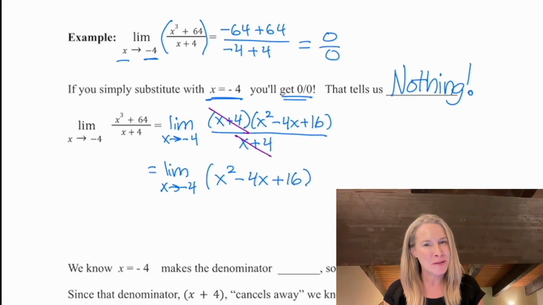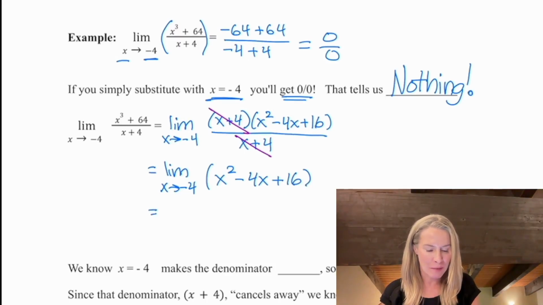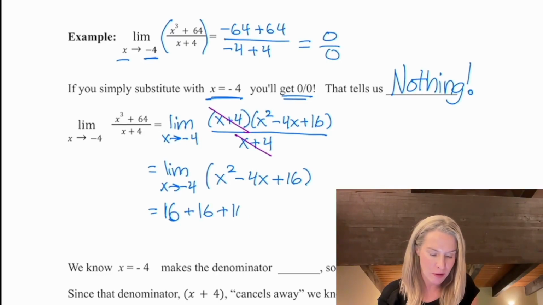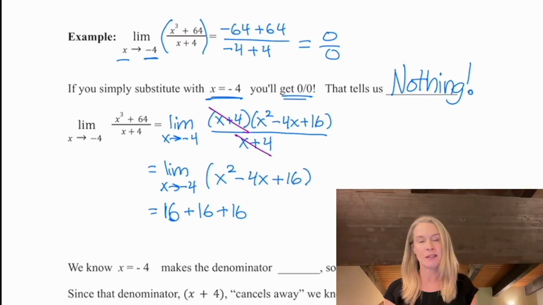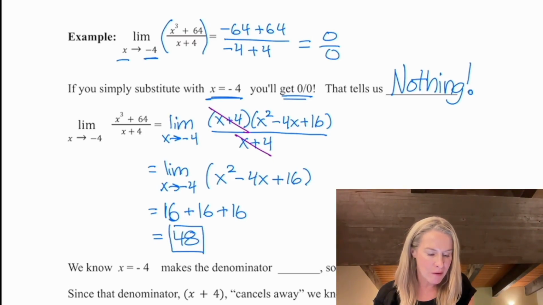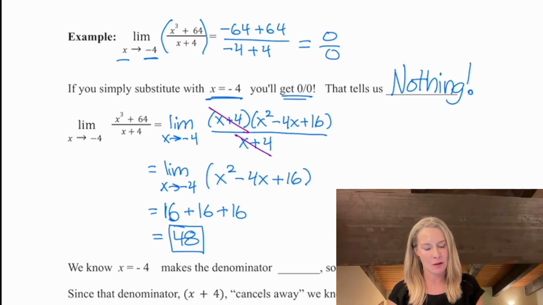Now we can try our direct substitution again. I'm going to plug in my -4. So -4 squared gives me positive 16, minus 4 times -4, so that's plus 16. And then there's another plus 16. 16 plus 16 plus 16 gives me 48. So the limit of this function is 48.